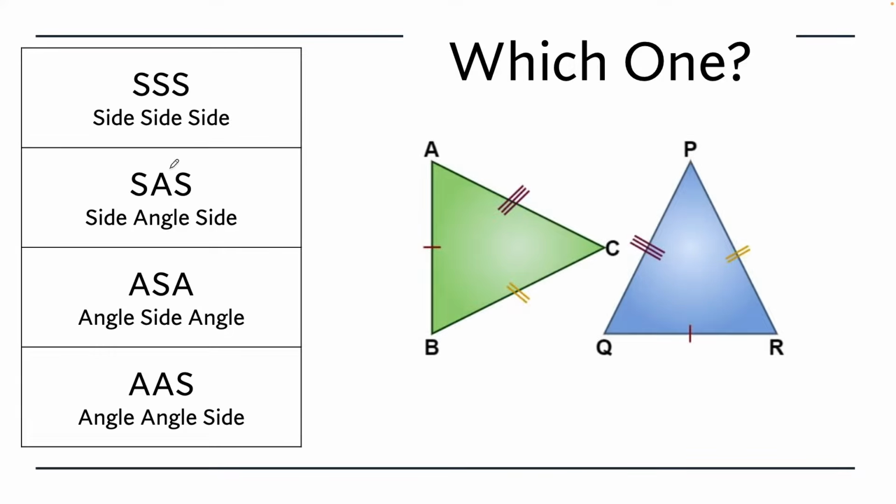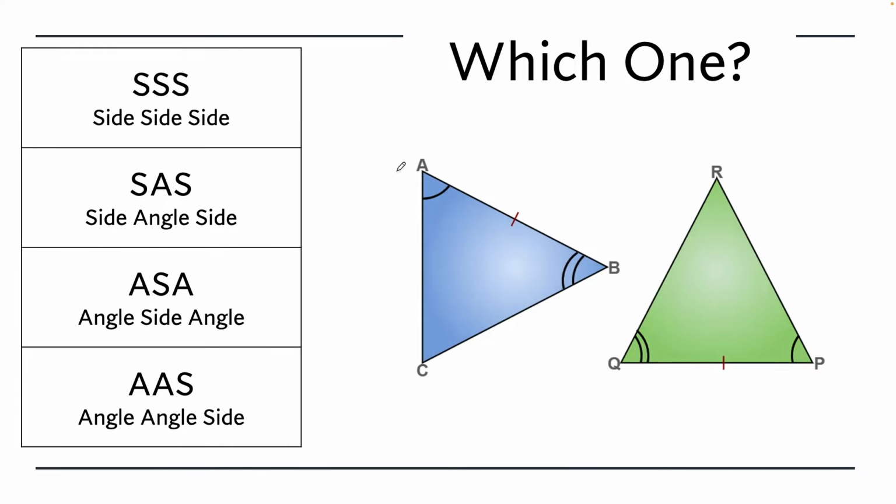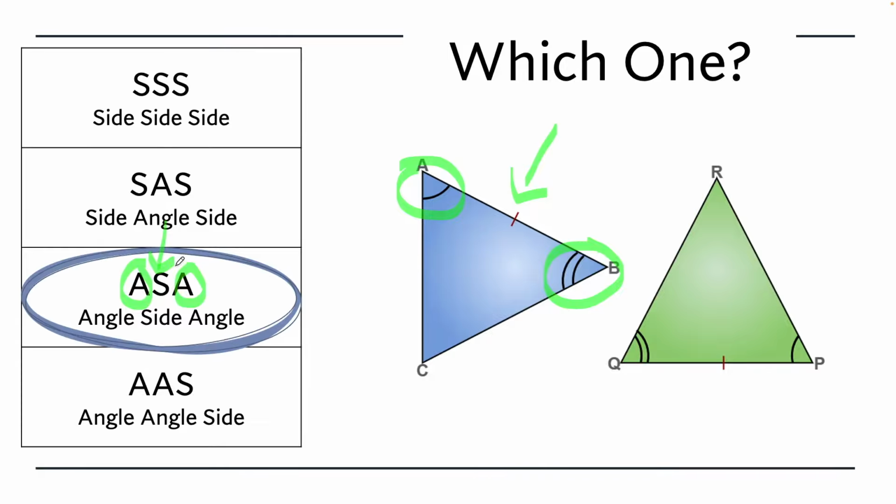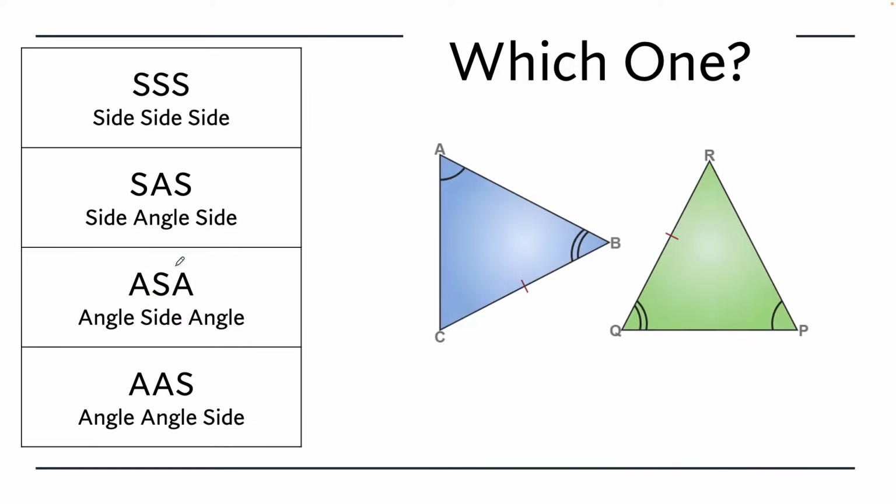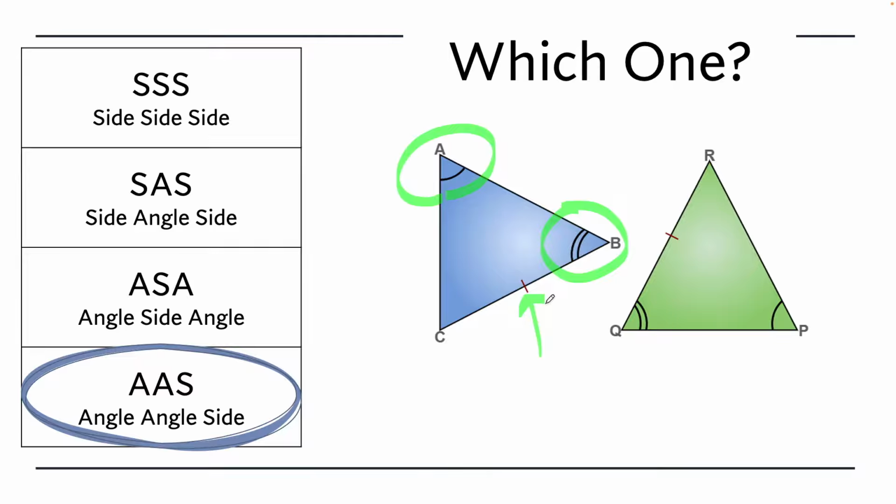All right, what about these? All 3 sides are congruent, so that's the side, side, side shortcut. All right, now this one, we've got 2 angles that are marked, and a side between them. So look at 2 angles, and then where's the side that's congruent? It's between them. So that's the angle, side, angle. And then this one, 2 angles. Okay, and then the side that's congruent is outside. It's not in between those 2 angles. So that's the angle, angle, side congruency.